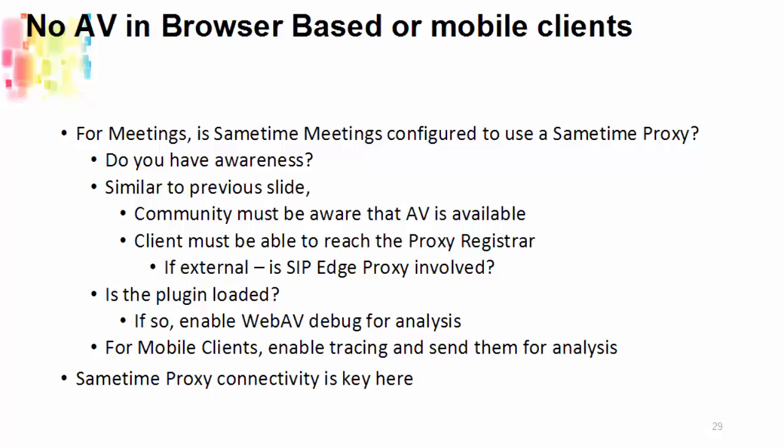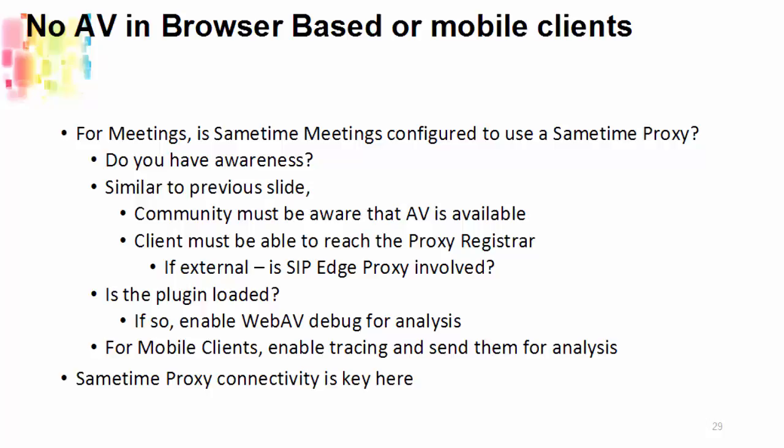So, do you have awareness in the browser? If you don't, solve that problem first. If you do, then similar to the previous slide, the community that the Sametime proxy is connecting to must be aware that AV is available. Make sure the conference focus is talking to that community server as well. The client must be able to reach the proxy registrar.